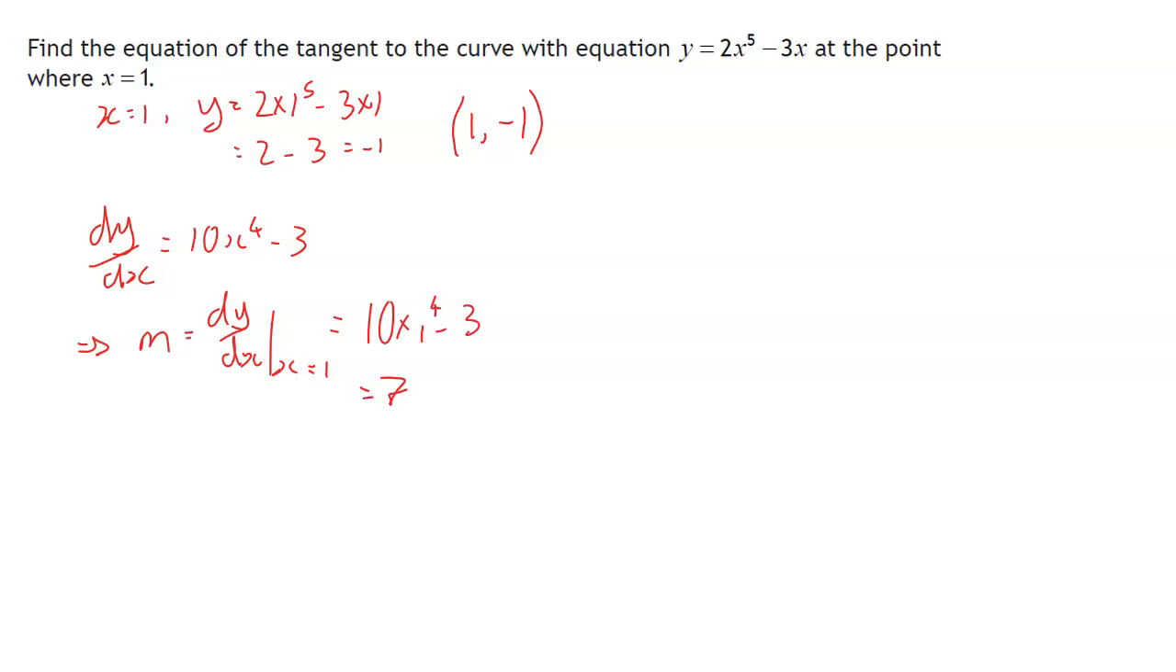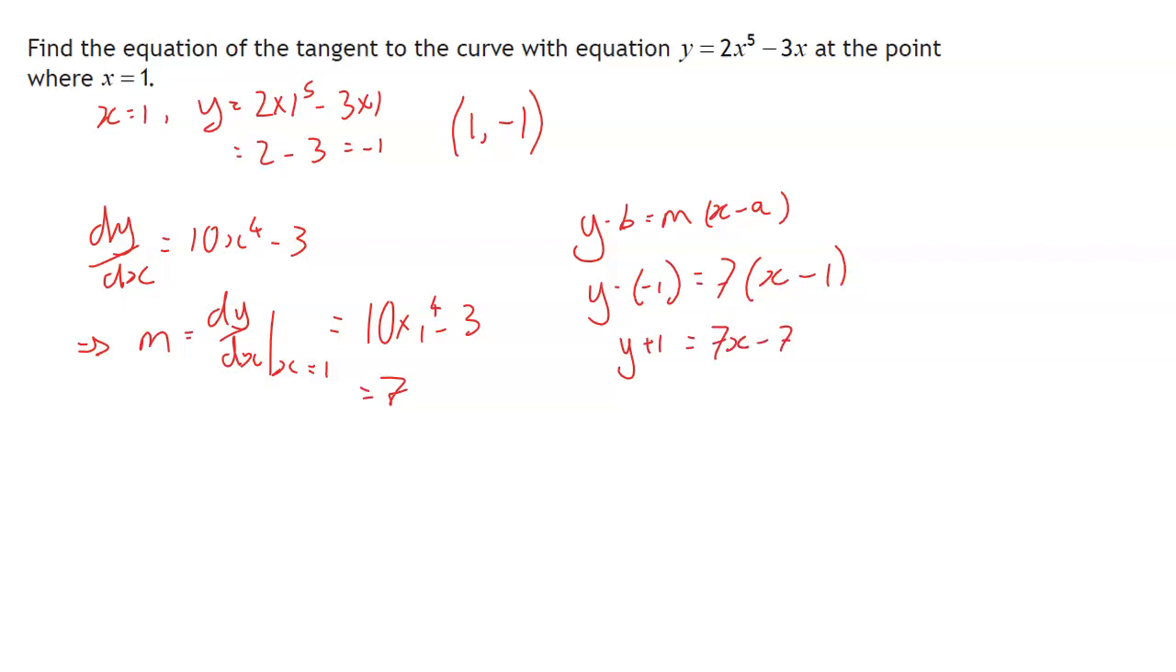Now, I just use this all in my format for my equation of a straight line, and I'll get a solution out. So I've got y minus b equals m bracket x minus a. Substituting in the values, I get y take away negative 1 is equal to 7 bracket x minus 1. Playing about with that, you get y plus 1 equals 7x minus 7. y equals 7x minus 8. There you go. Equation of the tangent to the curve at the point where x is equal to 1.